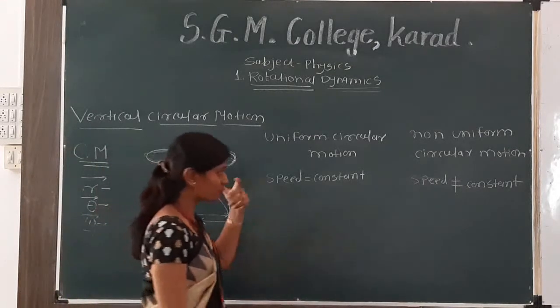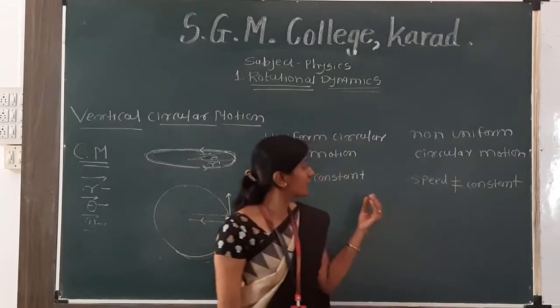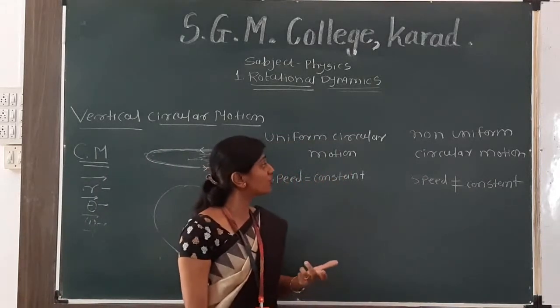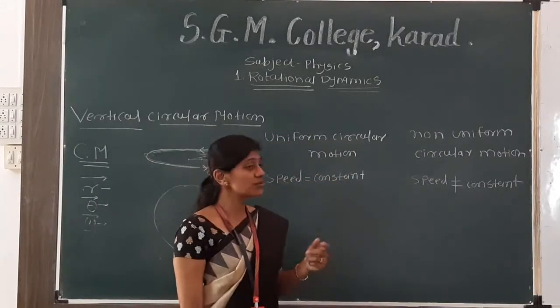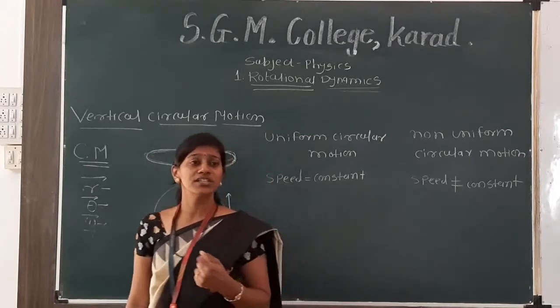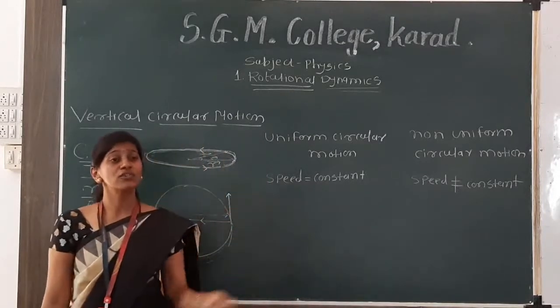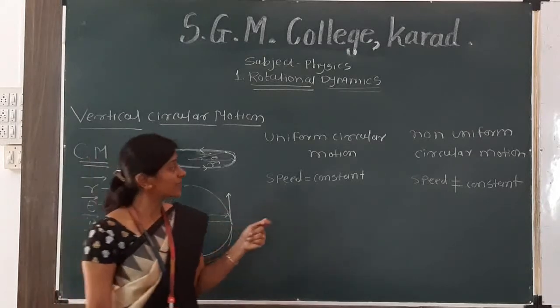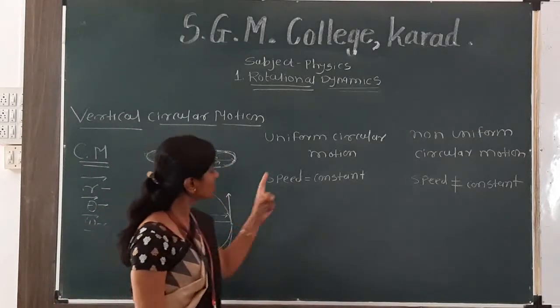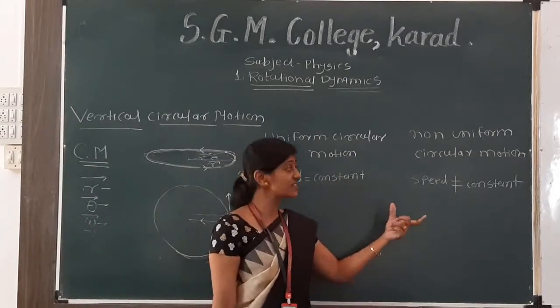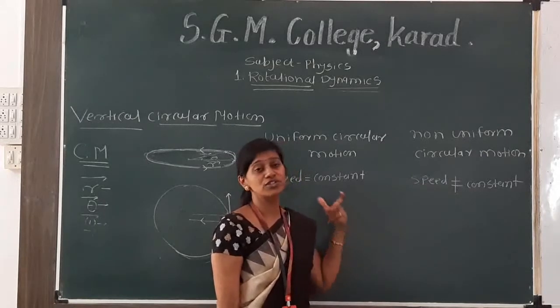Now here, suppose we want to find an example of a non-uniform motion. Suppose any object is going to perform vertical circular motion. That time we are getting the vertical circular motion. So vertical circular motion is an example of a non-uniform circular motion.